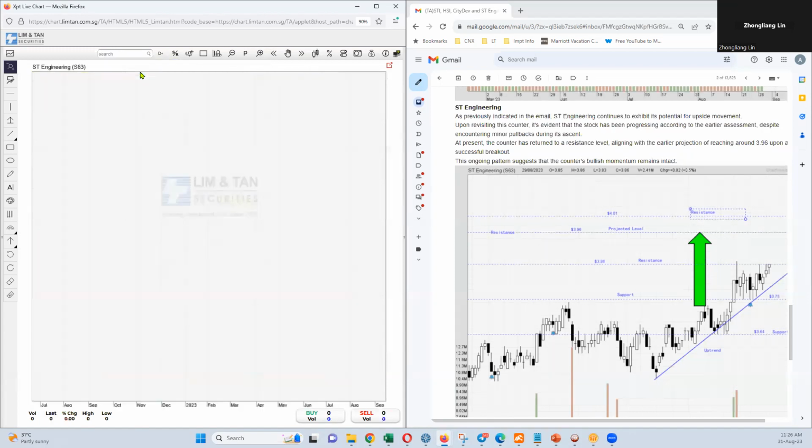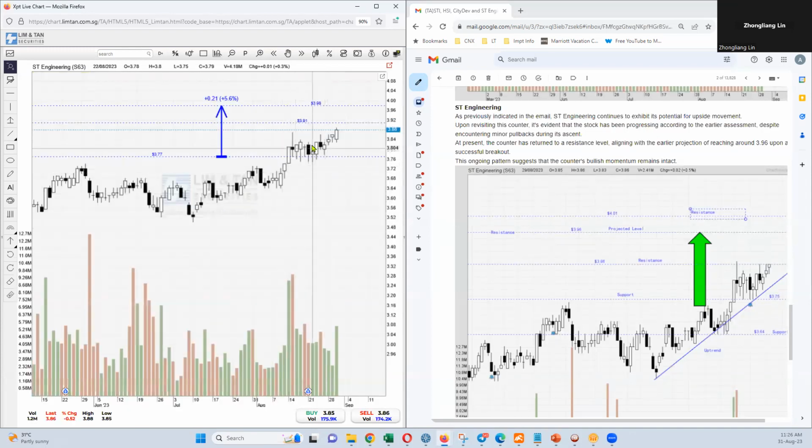ST Engineering is continuing its uptrend, and you can see it broke up from the 386 resistance. Now it is trading back to 386 to test it as support again. So 391 will be the immediate target, followed by around 398 to $4. Let's see whether ST Engineering can hit these targets, and then we can safely take profit.